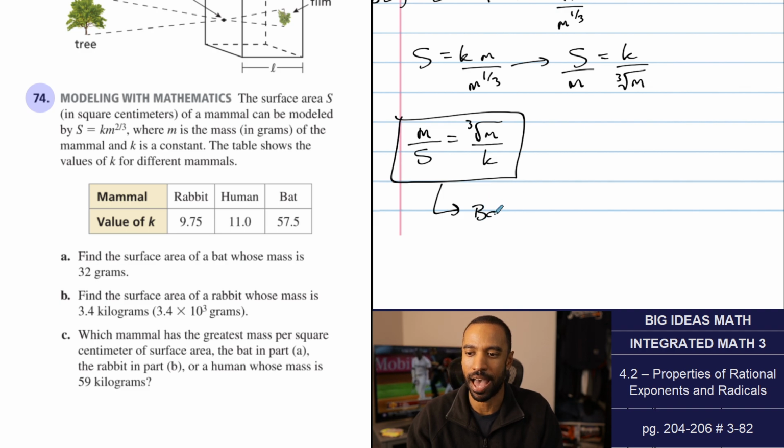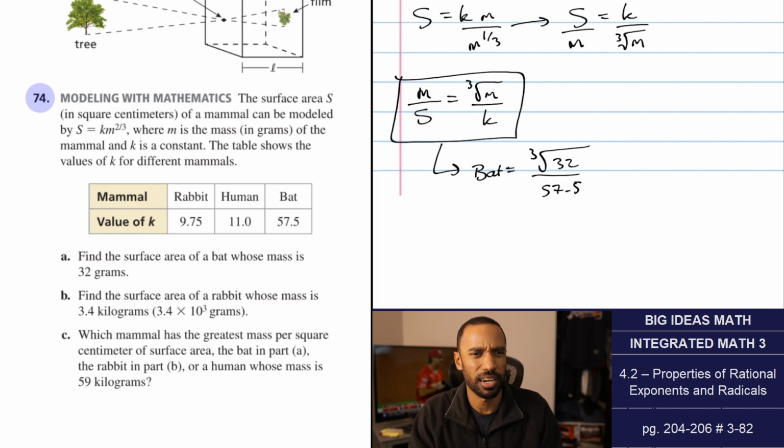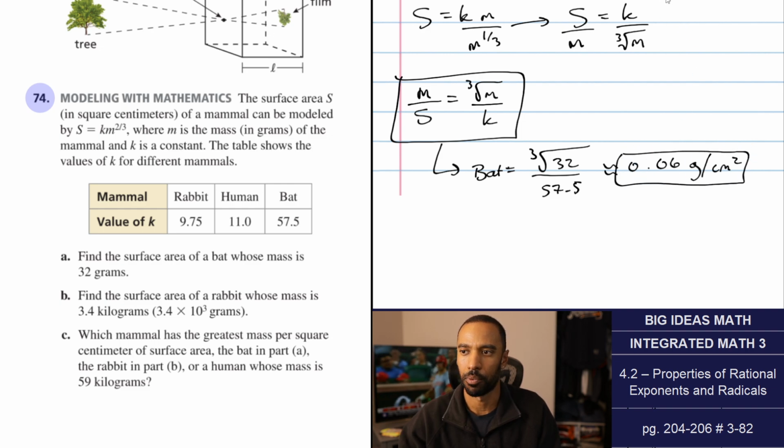So we're going to try for the bat, we're going to try cube root of its mass of 32 over its constant, which is 57.5. We should get, what was it? It was like 0.05 or something. No. The density. Oh, I don't have that number anymore. I think when we see it, we'll know. So let me try this. Cube root of 32, and then divided by 57.5. Yeah, it was that number, the 0.05 number. So I got 0.06 is the way that I put it. This was grams per square centimeter, I believe. So check, that one works out.